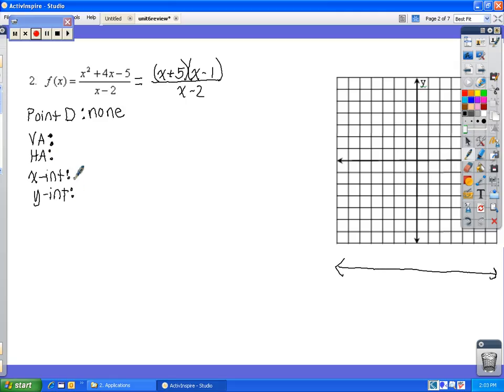We're going to go ahead now and look for my vertical asymptote. My vertical asymptote is when the bottom is 0, so that will be the value of 2. So x equals 2 for my vertical asymptote. And you're going to want to go ahead then and graph that.